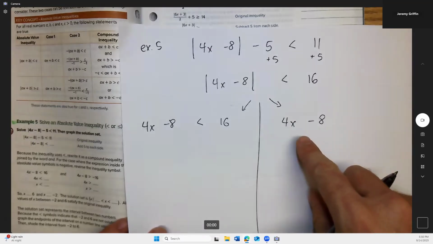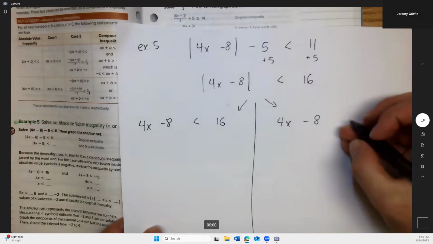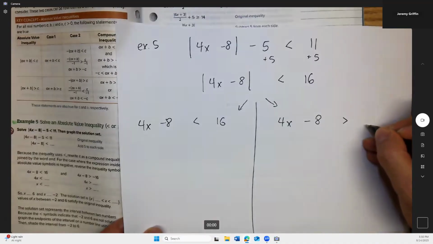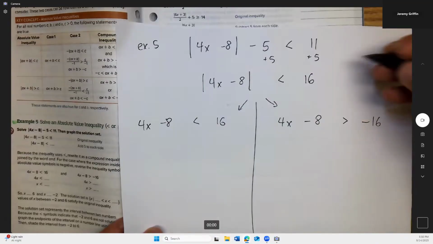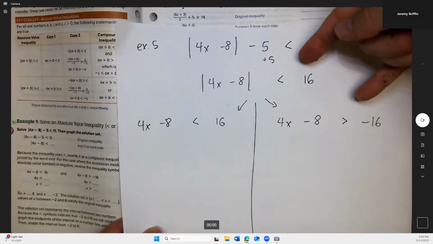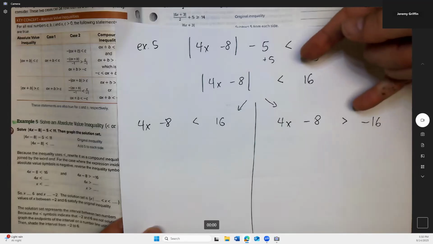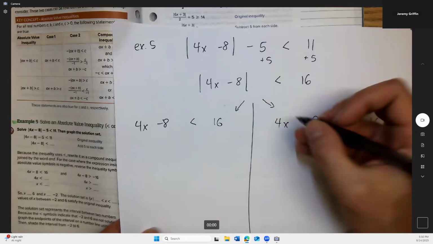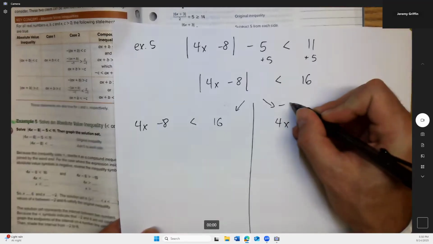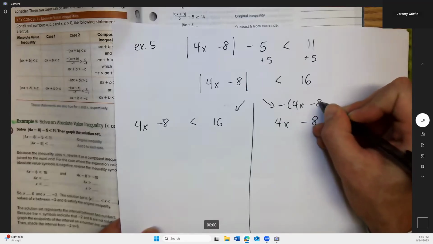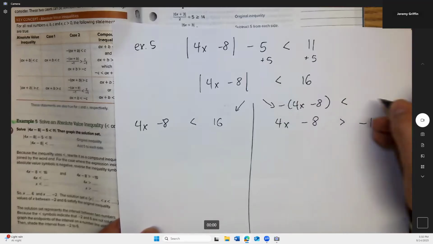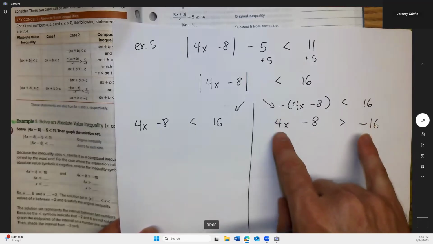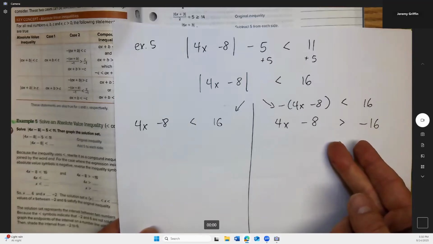I could either make this negative and say it's less than 16, or I could switch the inequality sign and say greater than negative 16. Before, when I was just doing equals, I didn't have to worry about switching the inequality sign. But we have an inequality sign. You could say negative of 4x minus 8, keep the inequality sign like it was originally and leave this as 16. But you guys know if you divide both sides by -1, the inequality changes direction.